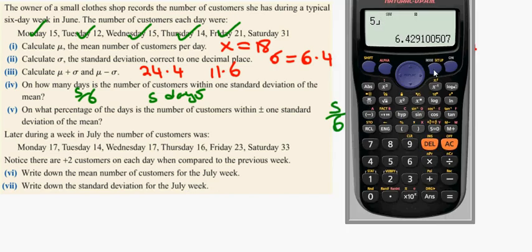just getting off stat mode for a second, 5/6 multiplied by 100 over 1, and that gives me 83.33%.